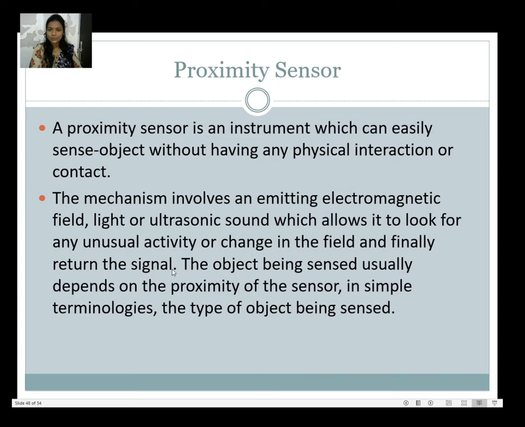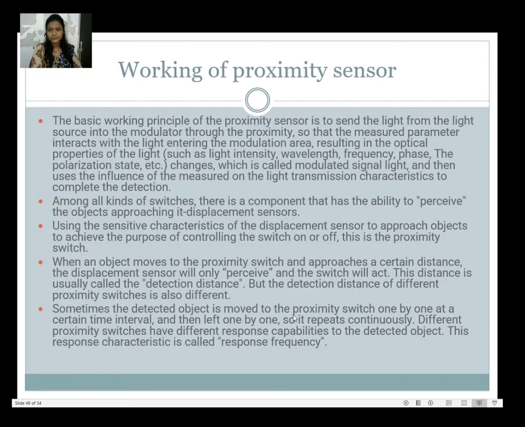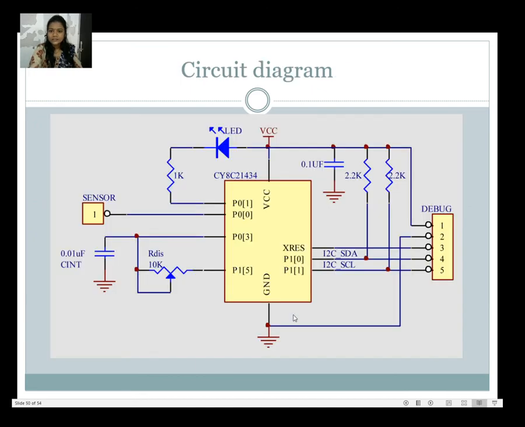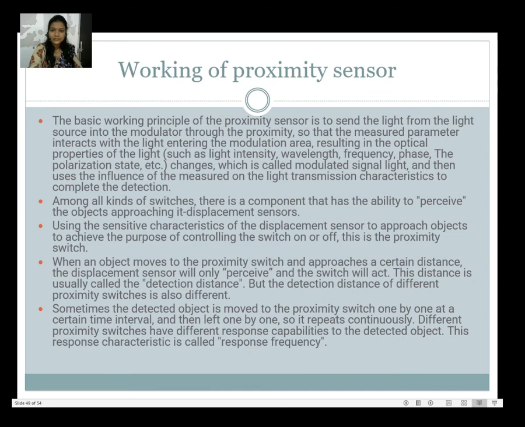So what mechanism do they use for emitting electromagnetic field, light or ultrasonic sound? The object being sensed usually depends on the proximity of the sensor. A simple terminology is the type of object being sensed. Yes, this is the circuit diagram for proximity sensors. So how does it work?